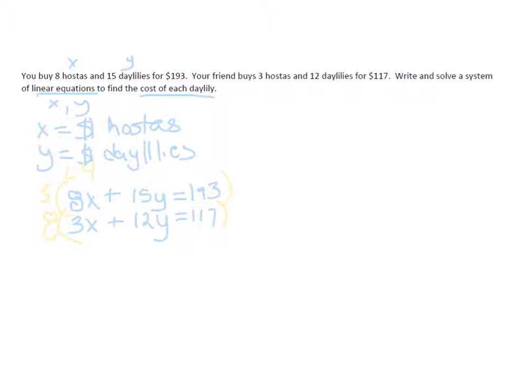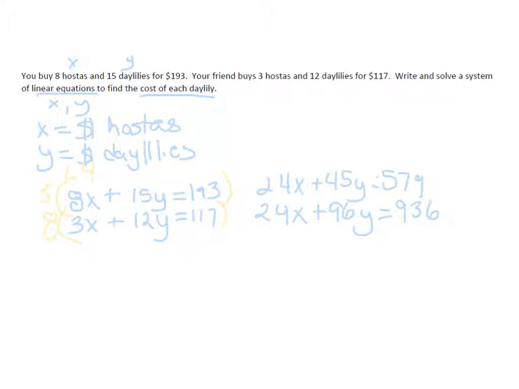So when we multiply 3 times 8, we get 24. Whoops, let me change my color again. We get 24x. 3 times 15 is 45y. Equals, we get 579. The second equation is 24x. 8 times 12 is 96. And then 117 times 8 is 936.